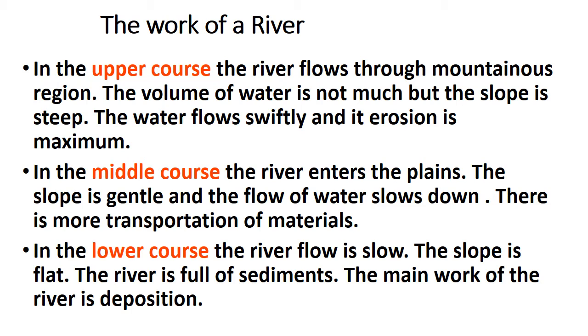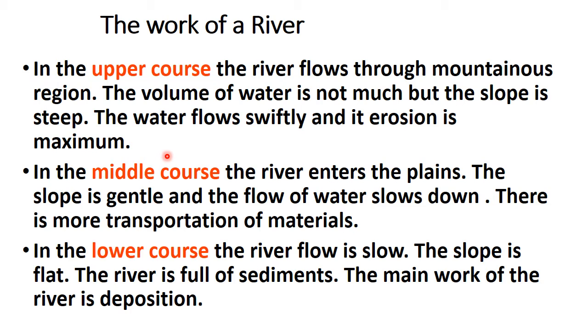So children, as I told you, in the upper course the river flows through the mountain regions, the volume of water is not much but the slope is steep, so the water flows swiftly and its erosion is maximum. In the upper course, most erosion takes place. In the middle course, the river enters the plains and the slope is gentle and the water flows down slowly.